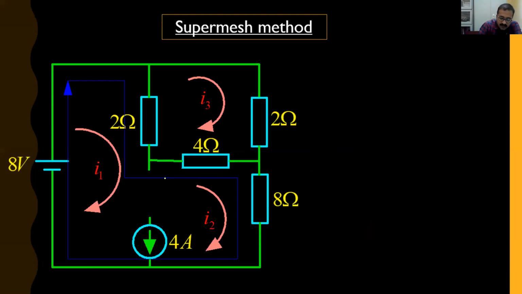So let us write the KVL for the super mesh. For this assumed current direction, you will get minus plus 8 equal to what? 2 into I1 minus I3 plus 4 into what?